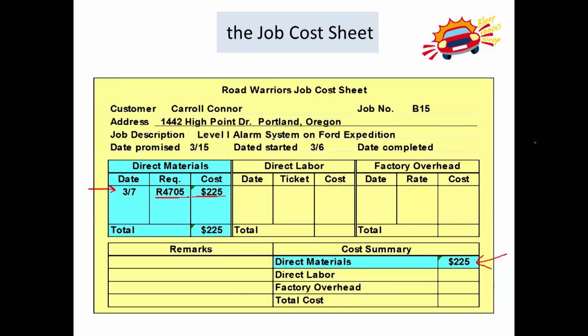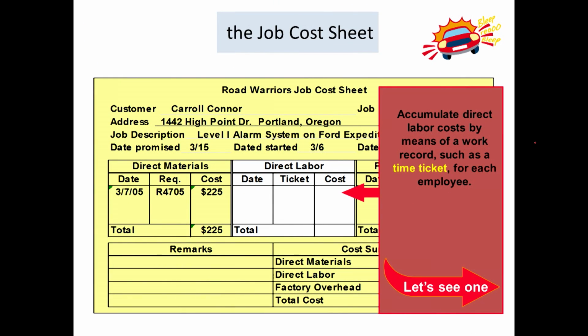All right? How does labor get put on there? Okay? How does labor get put on there? Labor gets put on there through what we call a time ticket. Okay? Labor is accumulated on this job cost sheet by what we call time tickets.